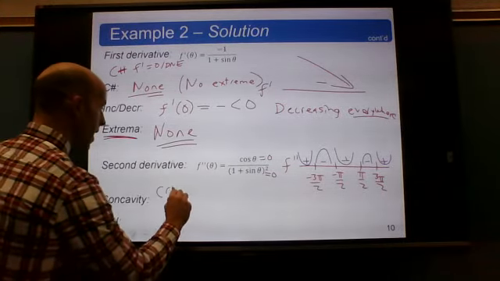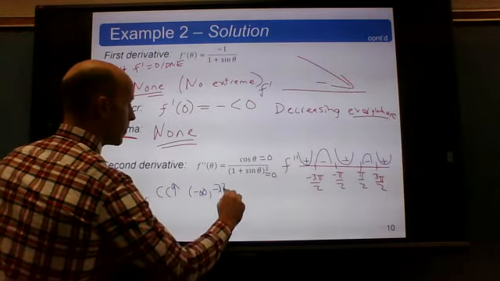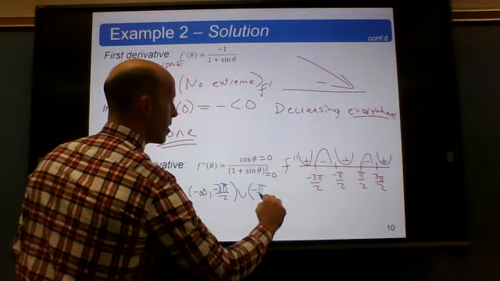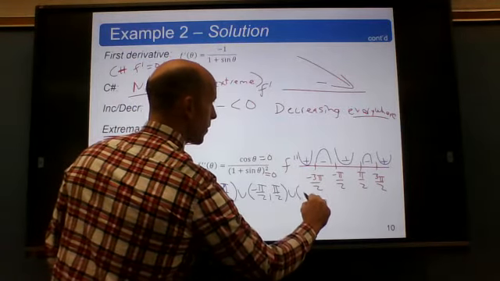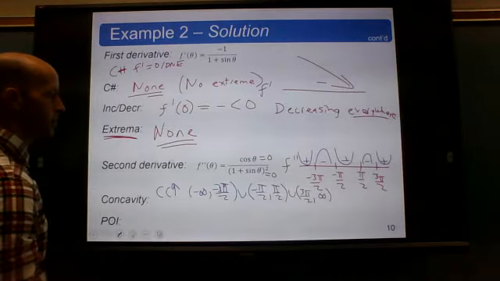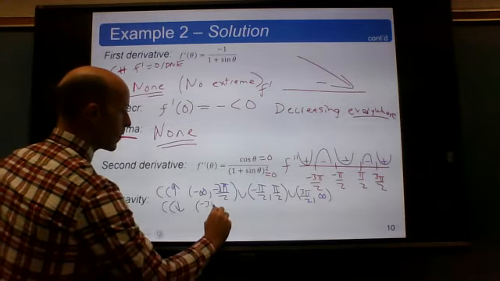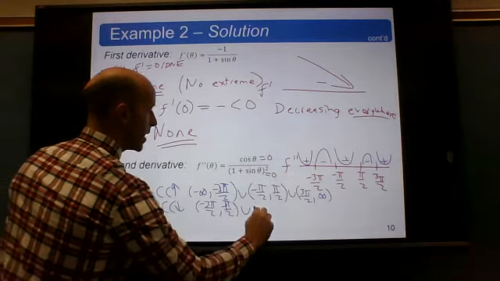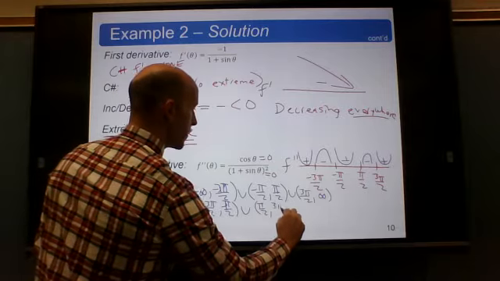So concave up from negative infinity to negative 3 pi over 2, union negative pi over 2 to pi over 2, union 3 pi over 2 to infinity. That's where it's concave up. It is concave down from negative 3 pi over 2 to negative pi over 2. And it is also concave down from pi over 2 to 3 pi over 2.